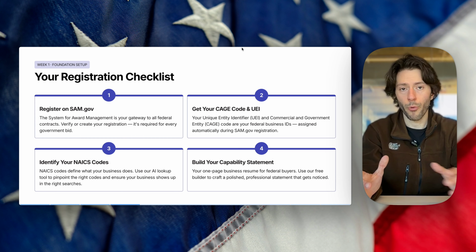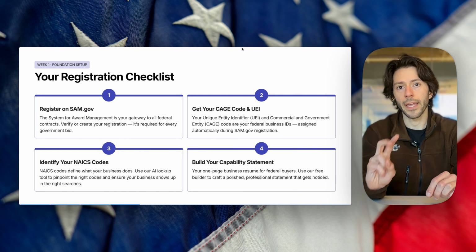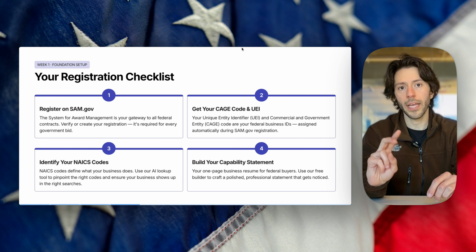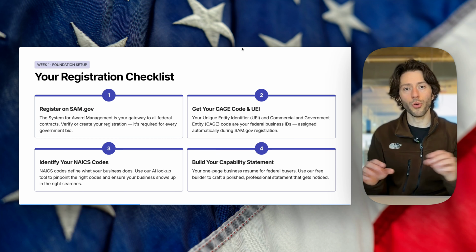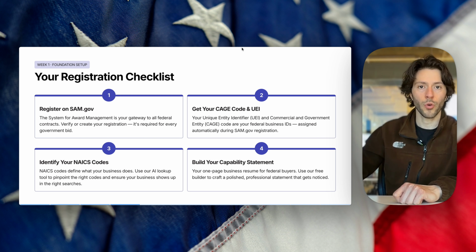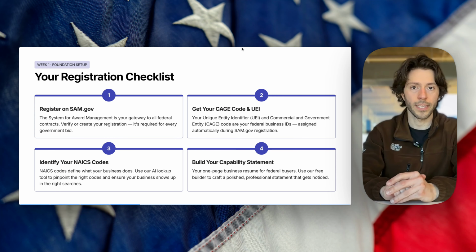During registration, you will be getting your UEI and CAGE code: the unique entity identifier and your CAGE code. This is basically your business number or your ID number, but for any government work. This is how the government will identify who you are.